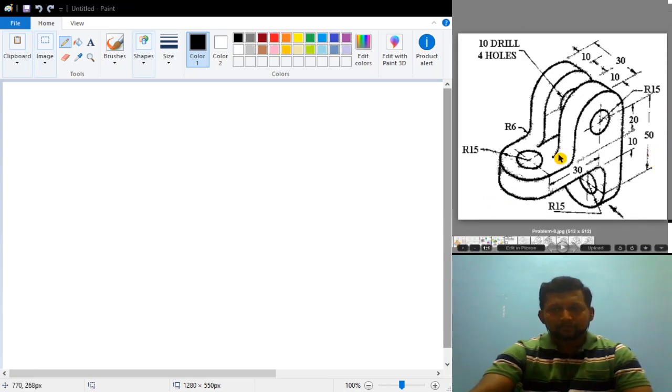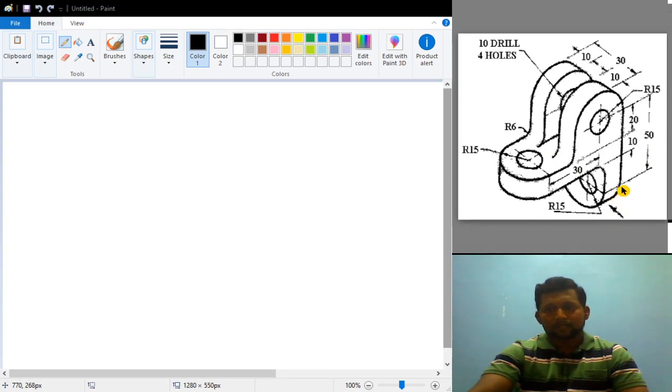Let me start from the bottom here. What is the thickness of this one? I think they didn't mention it exactly here, but we can assume that this particular thickness is the same as this one as well as this one. Here the thickness is given as 50 mm.